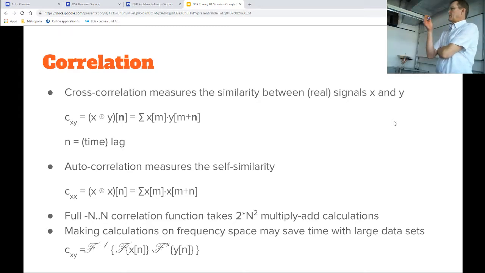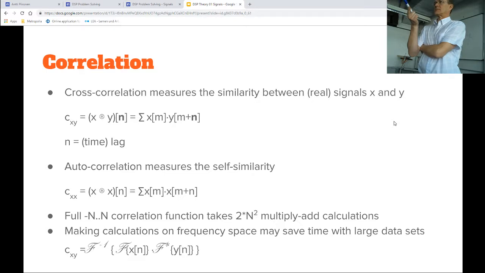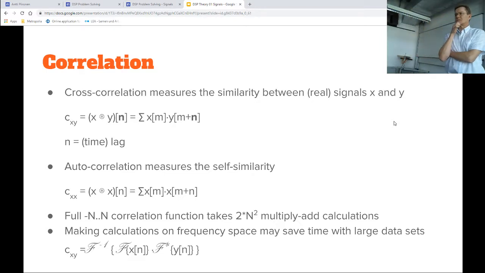Correlation. Have you covered that one in mathematics or some other class? Yeah, maybe. You don't remember much. It's usually in the middle of some other course. Okay, basically the cross correlation measures the similarity between real signals X and Y.